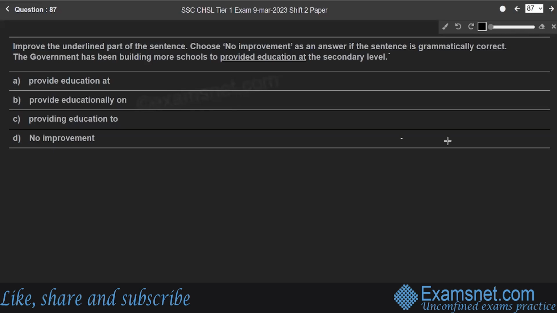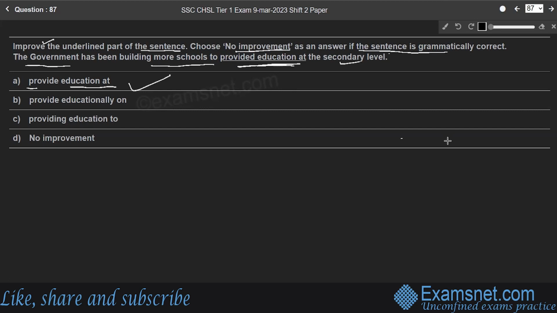Question 87. Improve the underlined part of the sentence. Choose no improvement as an answer if the sentence is grammatically correct. The government has been building more schools to provide education at the secondary level. Here the correct option is to provide education at. Option A is the correct answer. So the correct substitution for the underlined phrase is provide education at.